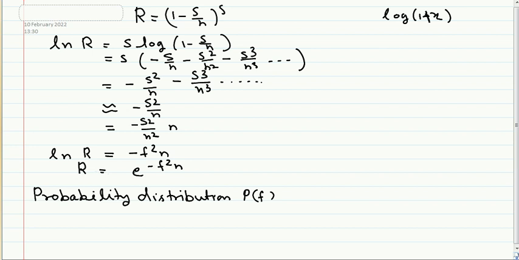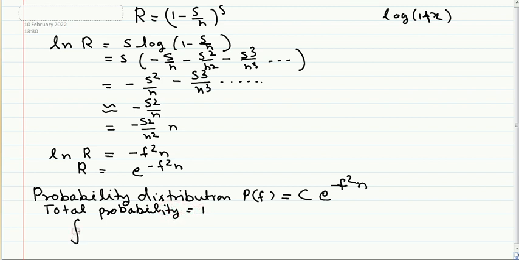Because this is the relative probability, to write the probability distribution we can multiply it by a constant c, and therefore it will be some constant c into e to the power minus f square into n. So this is the probability distribution, C e to the power minus f square n. And now we will calculate the value of this constant because the total probability is 1. We know that the total probability of any distribution is equal to 1.